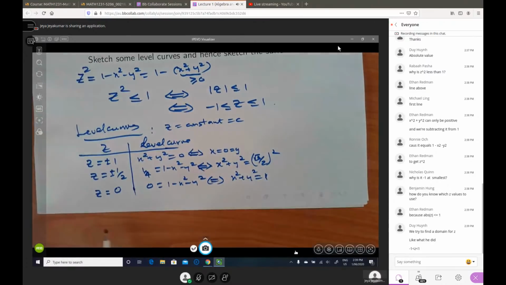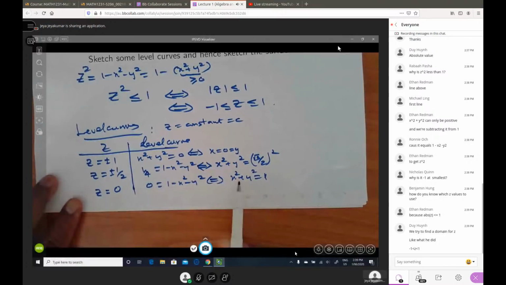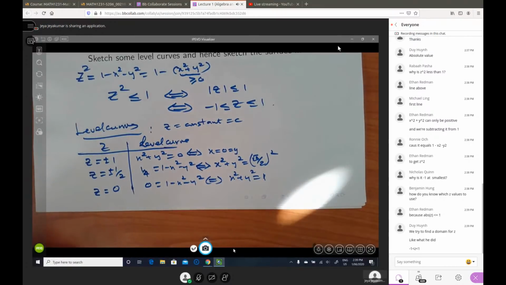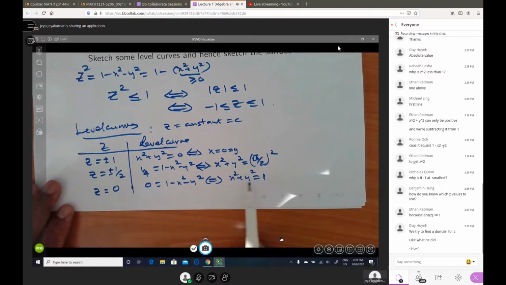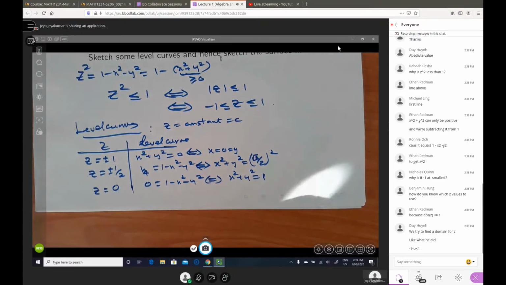Okay, so what does it mean when z equals 0? The level curve x squared plus y squared equals 1 means that in the xy plane, the horizontal plane, you have a circle with radius 1. And when z equals half, above the xy plane, the intersection of the surface and the z equals half plane is a circle with radius root 3 over 2.